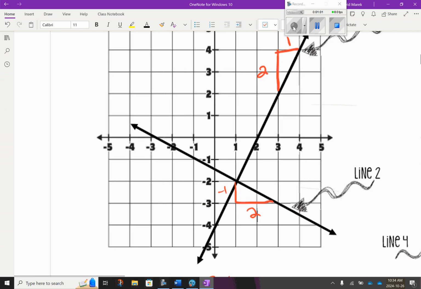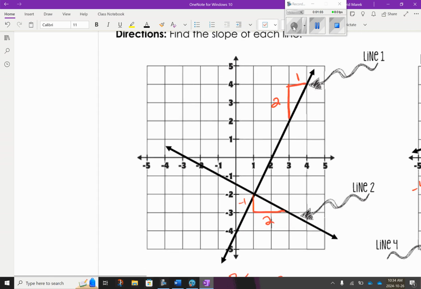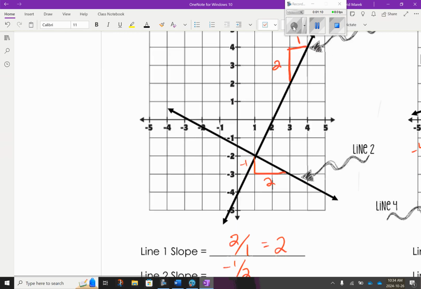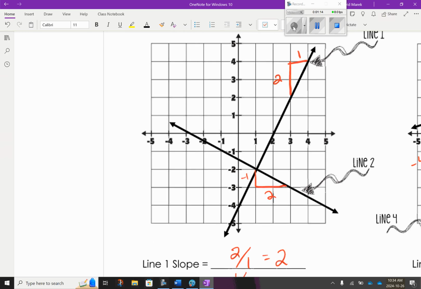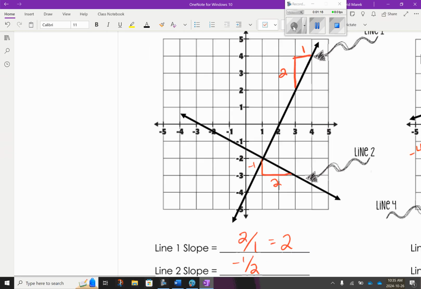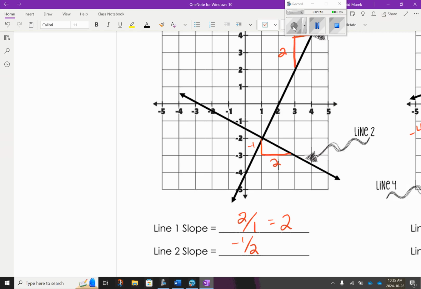Always keep in mind, I wish I could zoom in some more here. You trace line 1 from left to right. It's going uphill. That should have a positive slope. Line 2, you trace it from left to right, it's going downhill. That has to have a negative slope.